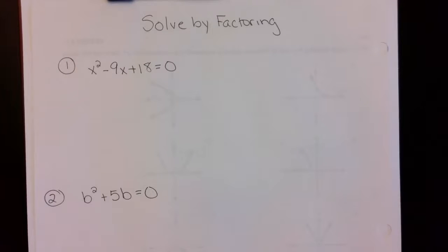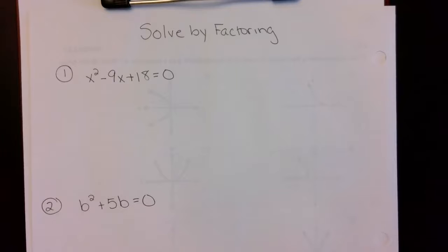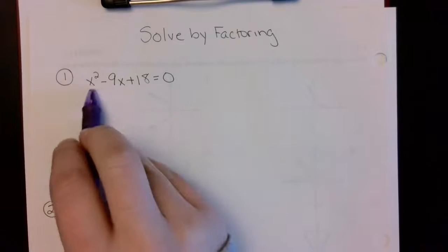Okay, so you're going to learn how to solve quadratic equations. The first way you're going to learn how to solve is to solve by factoring. We already know how to factor, and you just learned about the zero product property, so now you'll be able to solve by factoring using those two methods.